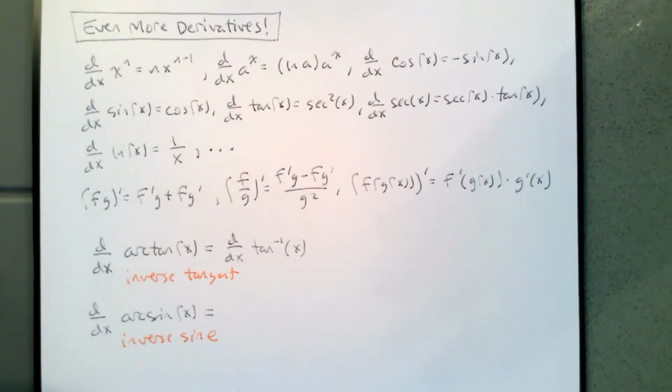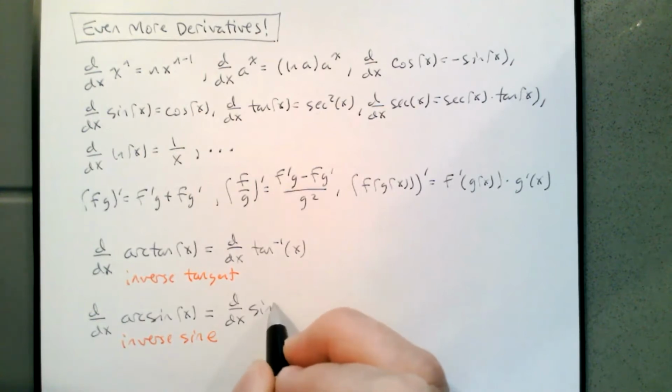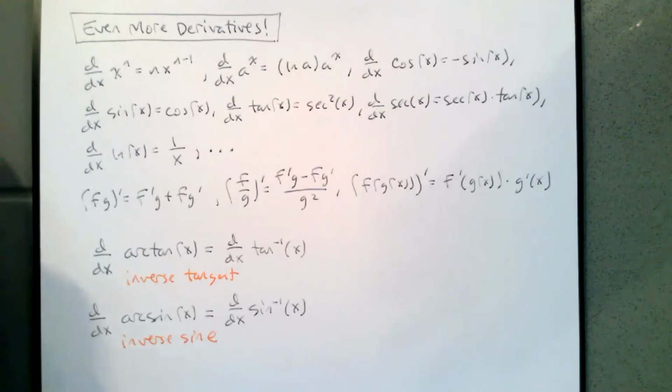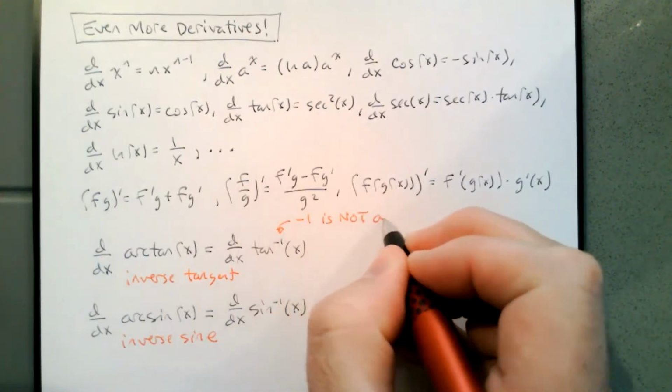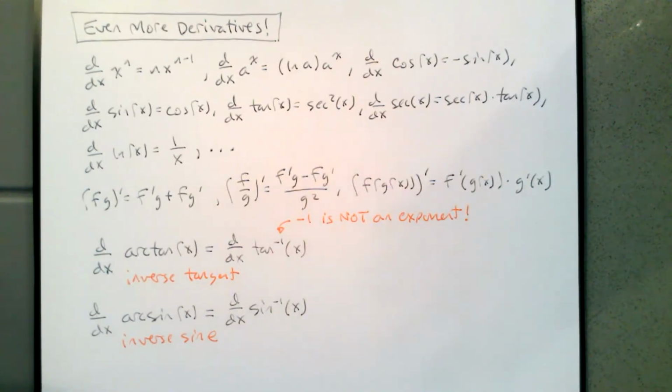Similarly, for arcsine or inverse sine, we can write this as the derivative with respect to x of sine to the -1 of x. But once again, we're not using the -1 as an exponent. It's a notation for the inverse. So the -1 is not an exponent. This is just notation for the inverse function. This is the inverse as a function, not the multiplicative inverse, also known as the reciprocal. So we just need to learn these two derivatives.